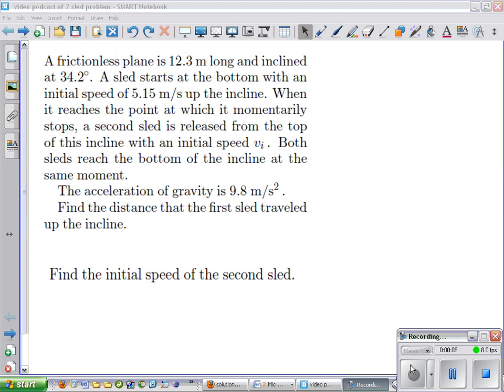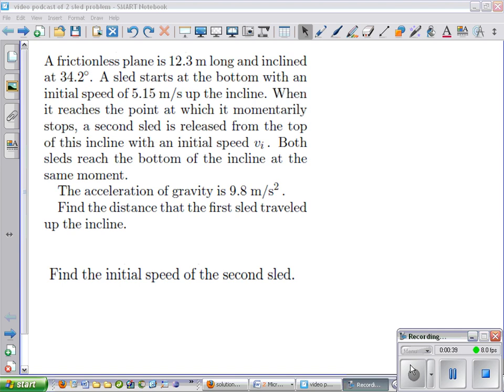A frictionless plane is 12.3 meters long and inclined at 34.2 degrees. A sled starts at the bottom with an initial speed of 5.15 meters per second up the incline. When it reaches the point at which it momentarily stops, so the velocity is zero, a second sled is released from the top of this incline with an initial speed of vi. Both sleds reach the bottom of the incline at the same moment.